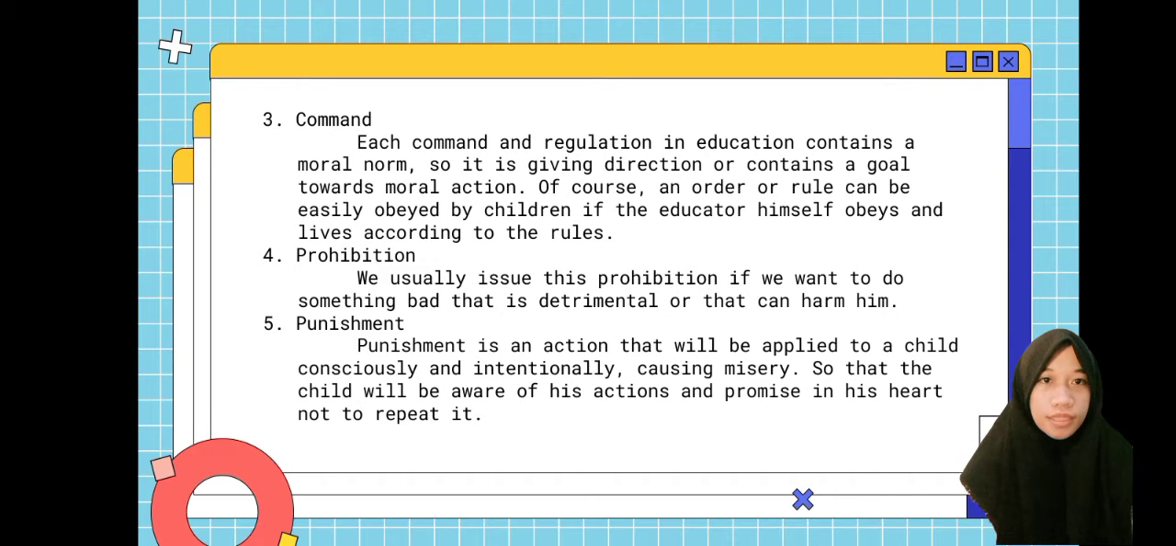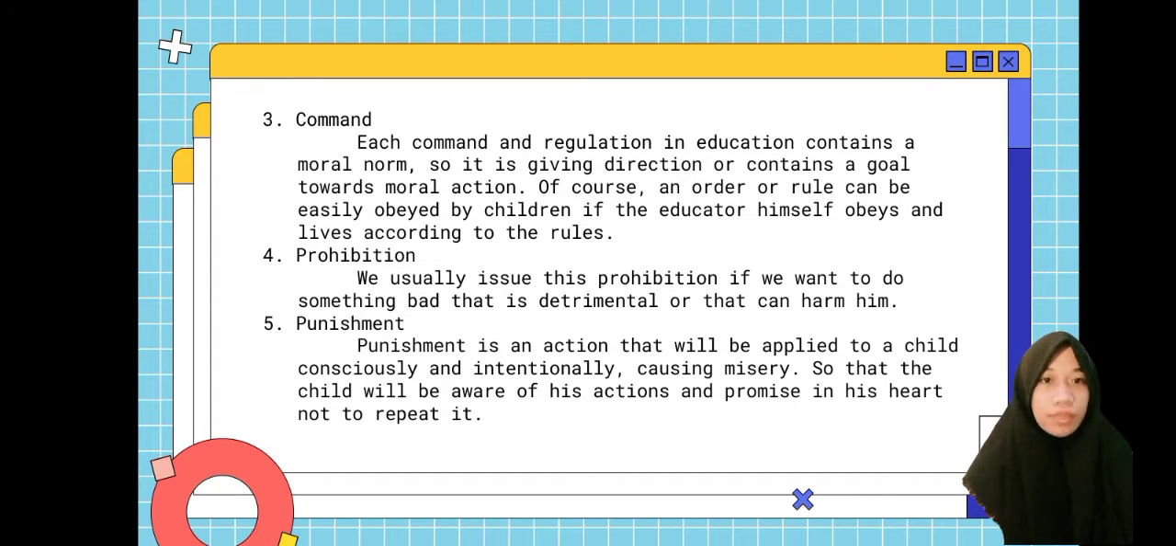Number 3, command. Each command and regulation in education contains a moral norm, so it is giving direction or contains a goal towards moral action. Of course, an order or rule can be easily obeyed by children if the educator himself obeys and lives according to the rules. Number 4, prohibition. We usually issue this prohibition if the child wants to do something bad that is detrimental or that can harm him.